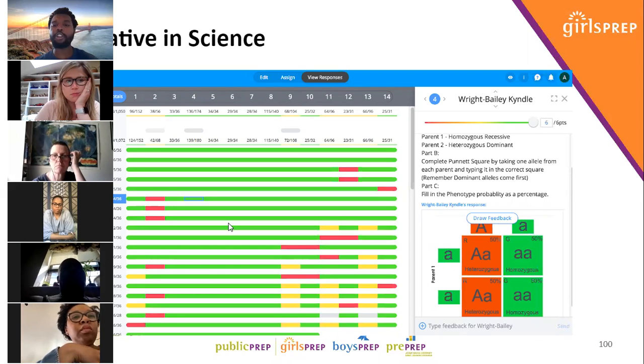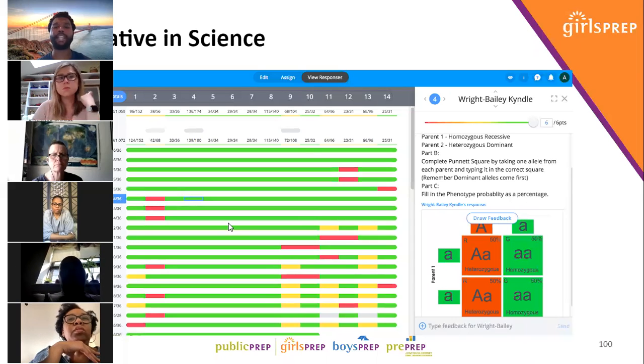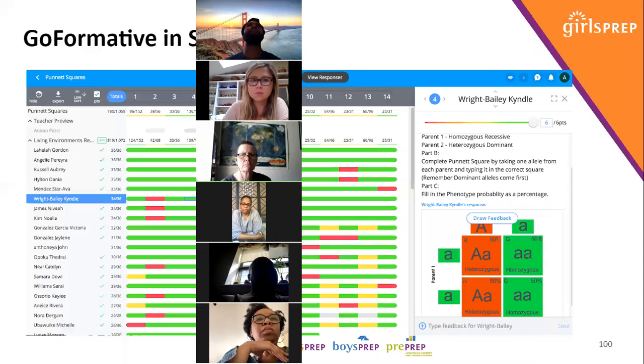So he can also give feedback here. He can type feedback and he can send it as well. So this is how we're using Go Formative in class to help your scholars actually understand more of the content.